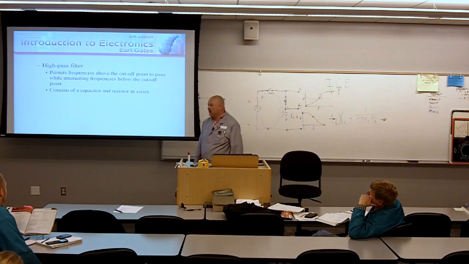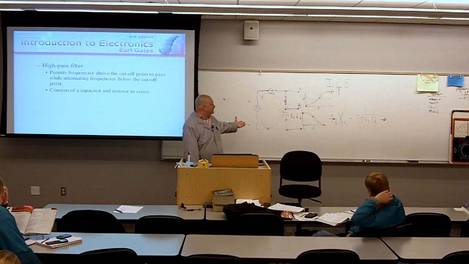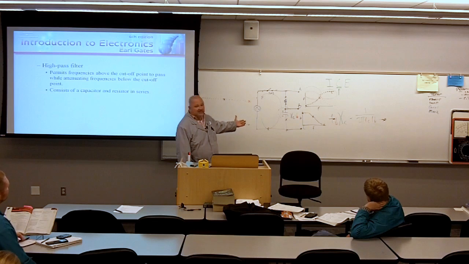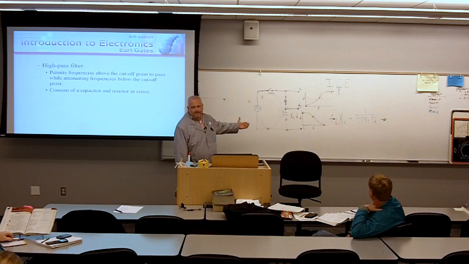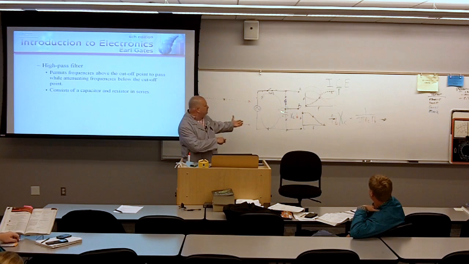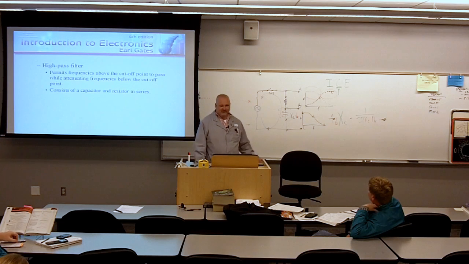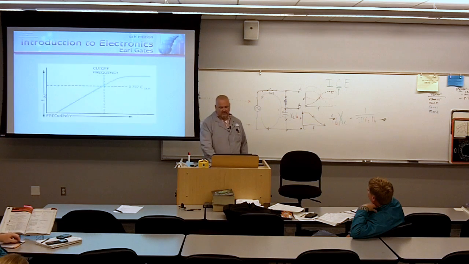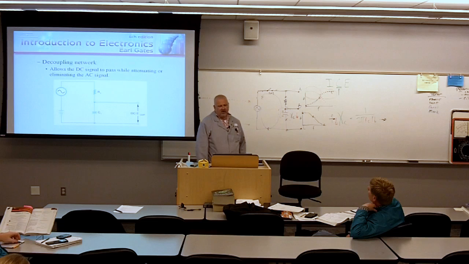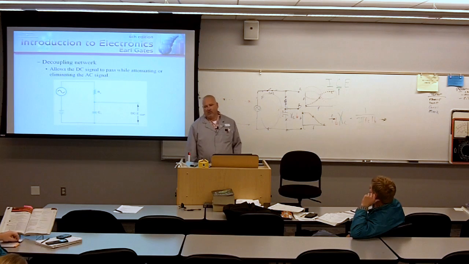High pass filter we talked about already. High pass filter, we're doing what? We're connecting it to the parallel resistor. It consists of a capacitor and a resistor in series with each other. All of these circuits consist of capacitors and resistors in series with each other. This is what's called a decoupling network.